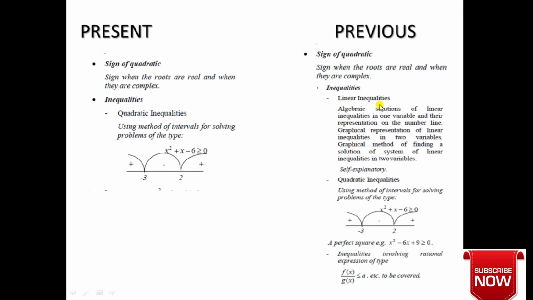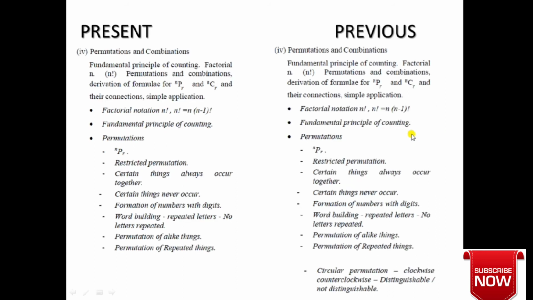This total linear inequalities part has been removed from the present syllabus. Only the quadratic inequalities using method of intervals for solving problems of the type given here have been retained, and this total part, a perfect square, has been totally removed from the present syllabus. You only have to do quadratic inequalities using method of intervals for solving problems of this type. You need not do all these things. The total things have been removed from the present syllabus.